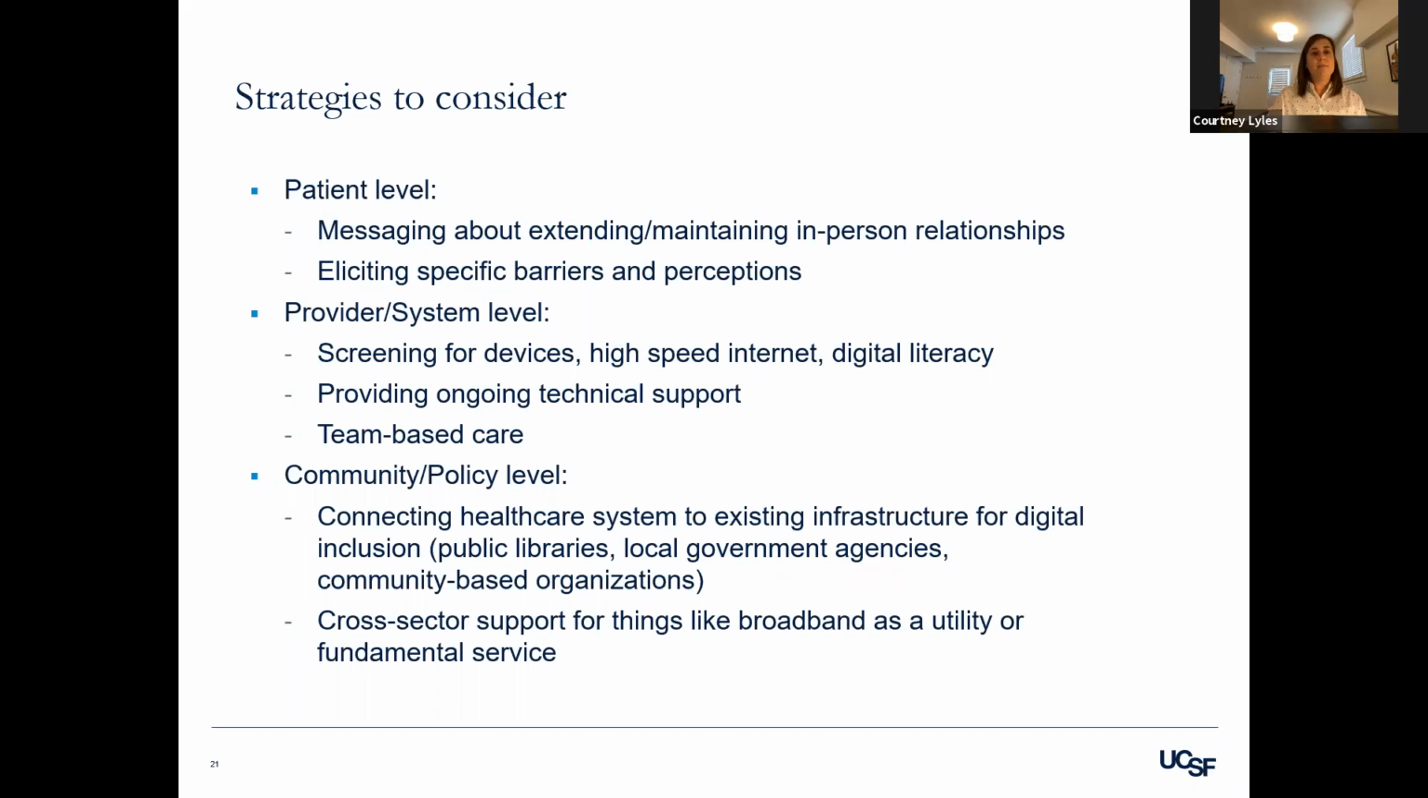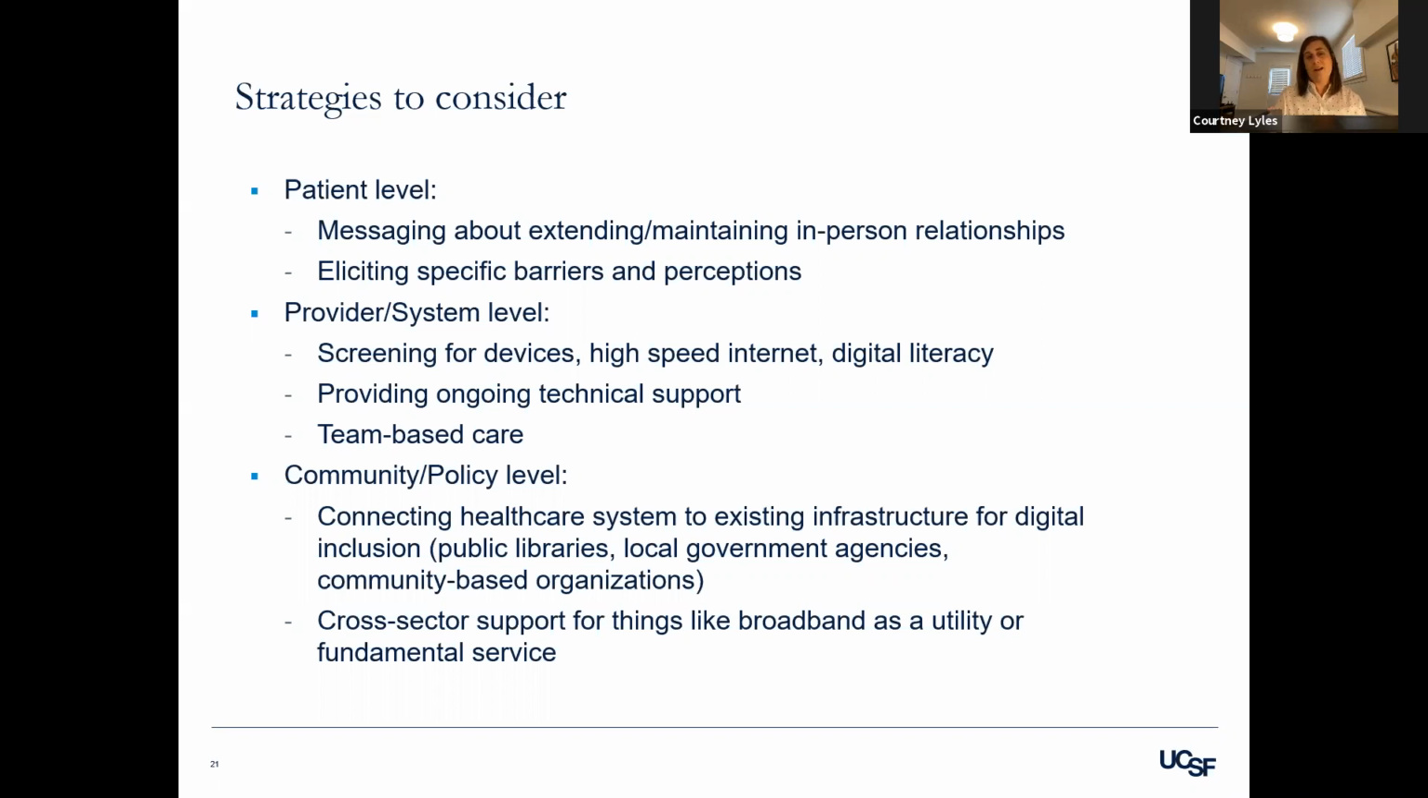At the provider and system level, I know we screen for so many things. I think you do really need to know if people have a device, what kind of internet they have, and their skills before you can offer something effectively to them. You have to then deliver the technical support, if you can, to them to be able to use the technology.